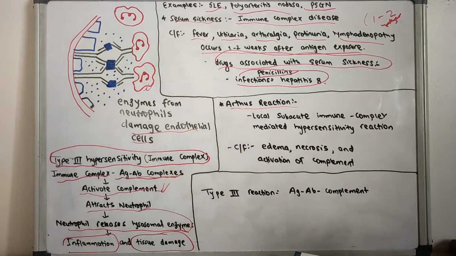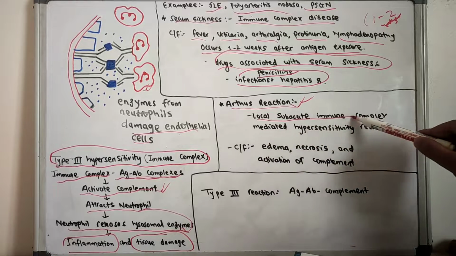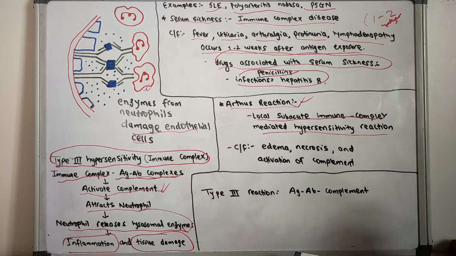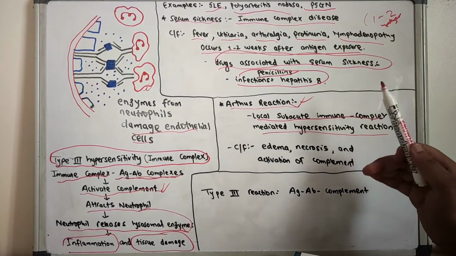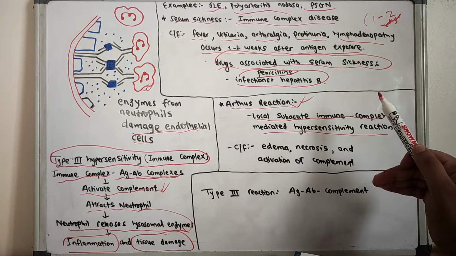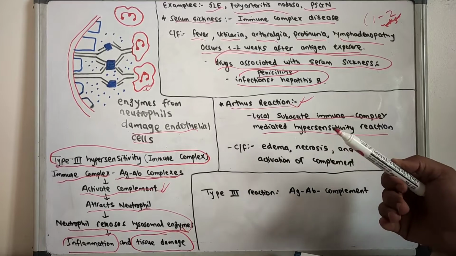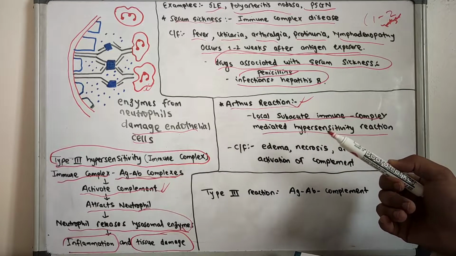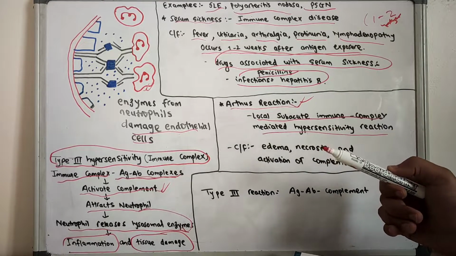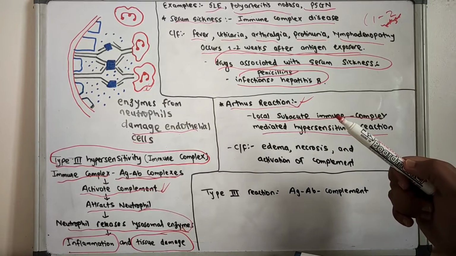Now let us discuss the Arthus reaction. The Arthus reaction is a local subacute immune complex mediated hypersensitivity reaction. So what happens is, if we do an intradermal injection of the antigen into a pre-sensitized individual, who already has circulating immunoglobulin G, it leads to immune complex formation in the skin.